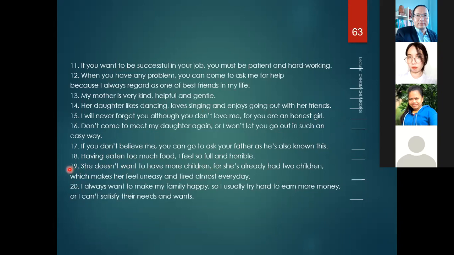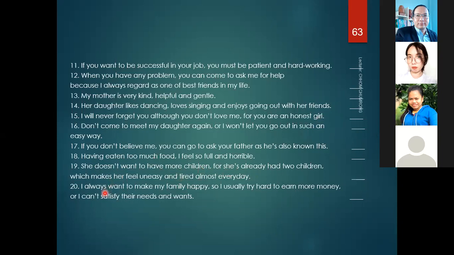Yes, teacher. Number 19. Yep, it should be compound complex, right? She doesn't want to have more children. Simple sentence, right? I see, right? For, fanboy, I see. Yeah, compound complex. Because there are 2 IC and 1 DC. Okay, correct.